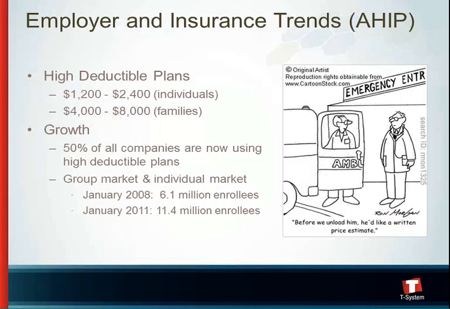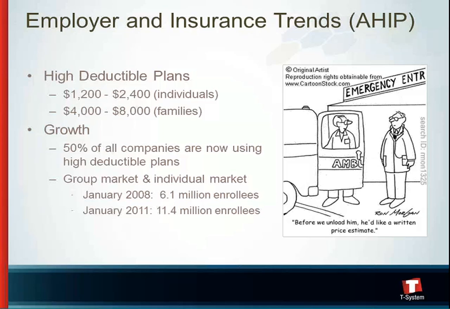Also reported as a byproduct of the census data, a really interesting figure is that over 50% of all companies are now using high deductible plans. That doesn't mean that all of those employees have adopted that plan; here at T-System we have two different plan types for employees, both a high deductible plan type and a more traditional plan type. But we see companies across the country.